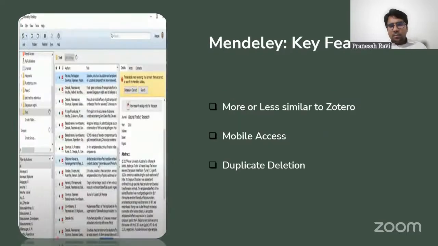So it's more or less similar, but you do have mobile access, which is not available in Zotero, and it has a good integrated automatic duplicate deletion where it will find all the duplicates, even though the numbers are jumbled up. Even if you manually add a reference, it can find a duplicate and prompt you to delete it. So that's really good in Mendeley.